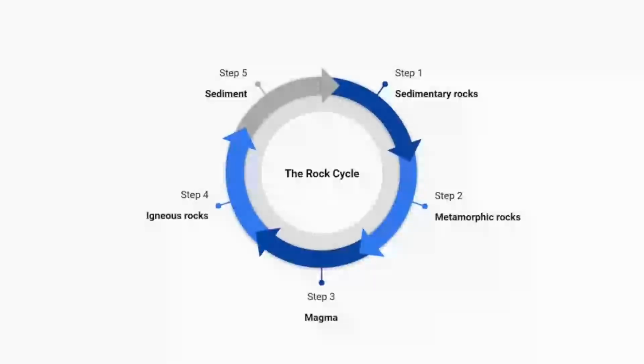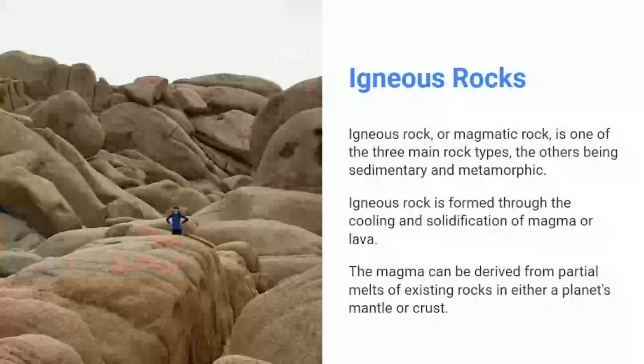So what happens when the magma cools down? When the magma cools, it solidifies to form the igneous rock, and this may happen inside the earth's crust or when it flows out to the surface. So children, these igneous rocks are one of the main types of rock. And the word igneous comes from the Latin word ignis, which means fire.